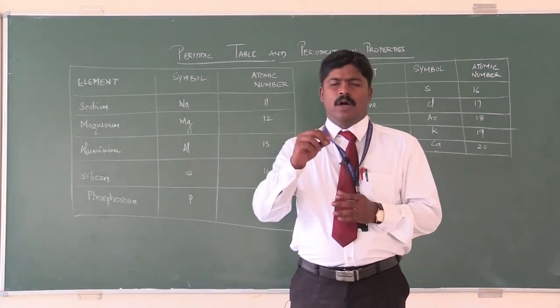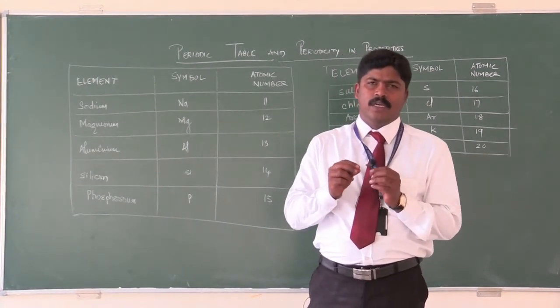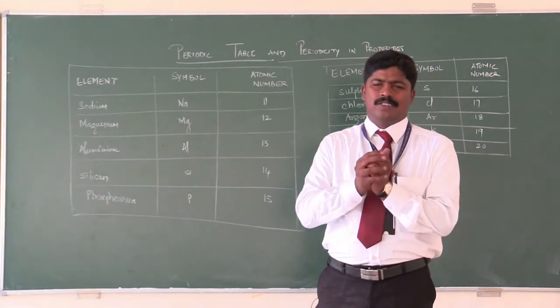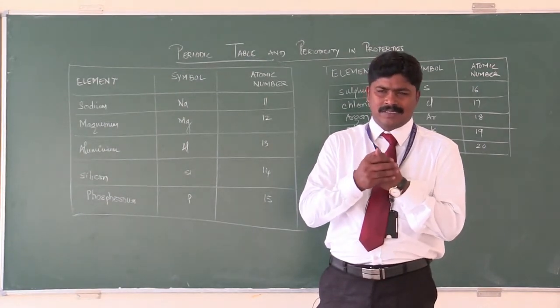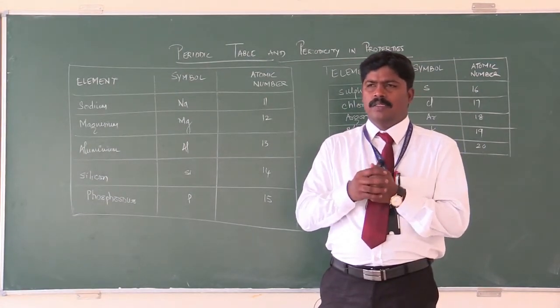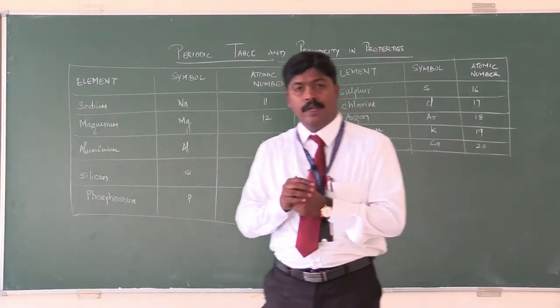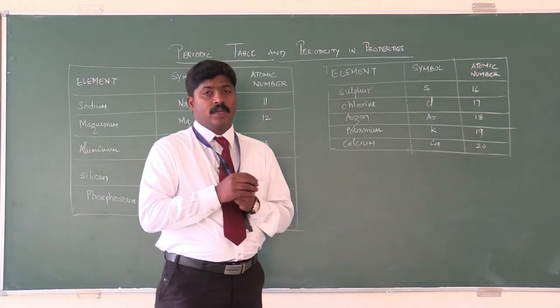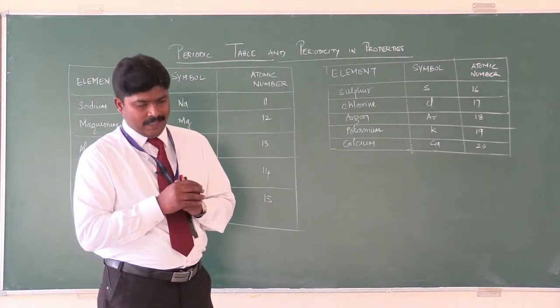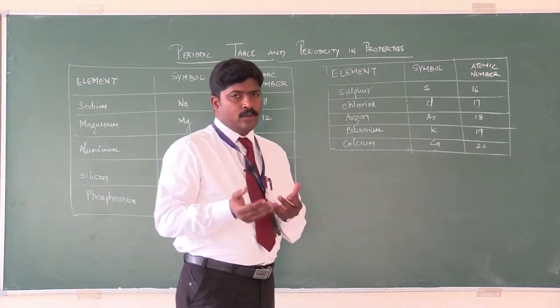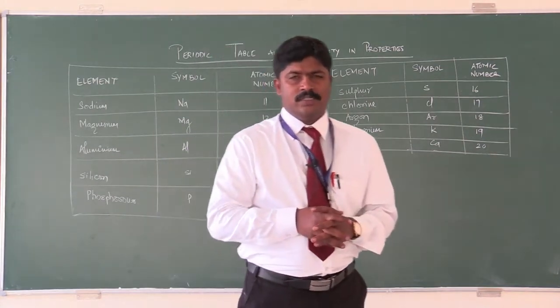particle of an element, or an element is made up of atoms. A group of atoms is called a molecule. We discussed that in detail in the last session. I also explained what the atomic number is, what the mass number is, and how to calculate the number of neutrons: N is equal to A minus Z.